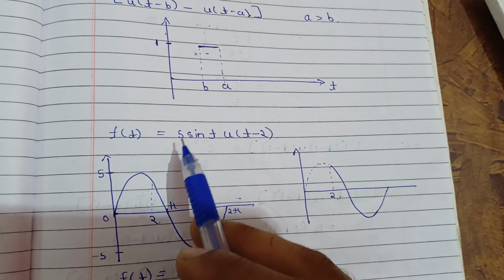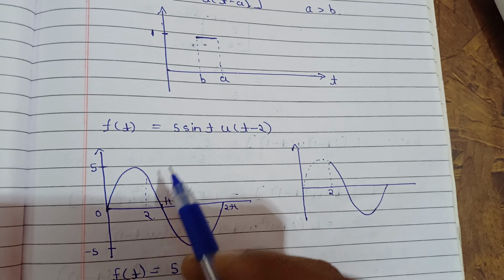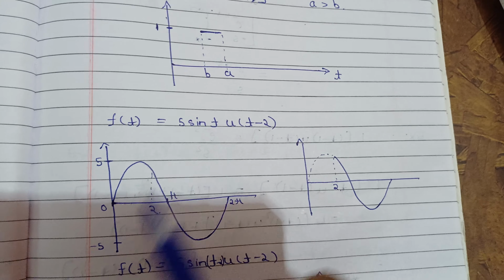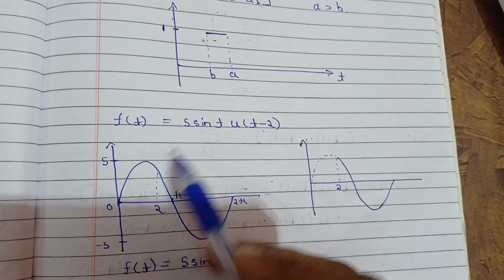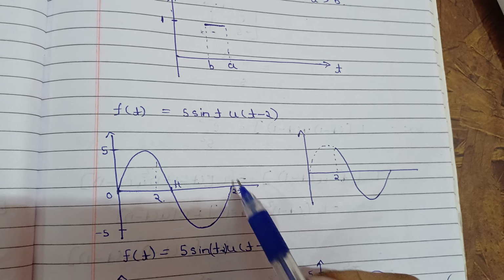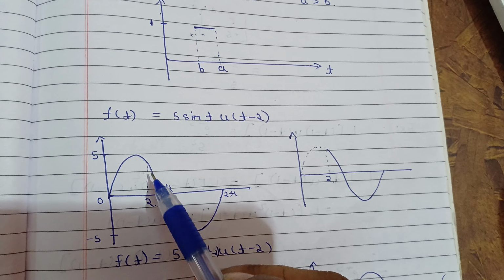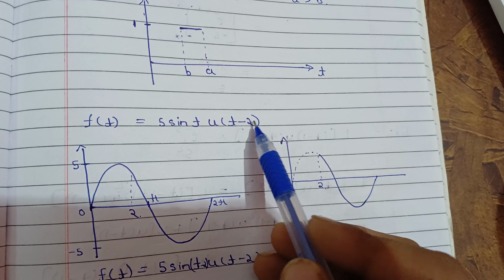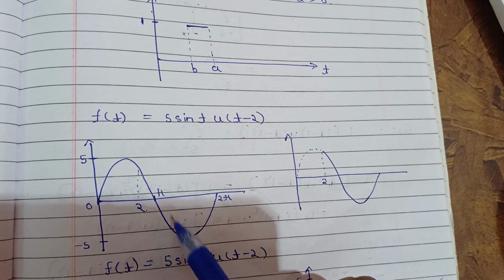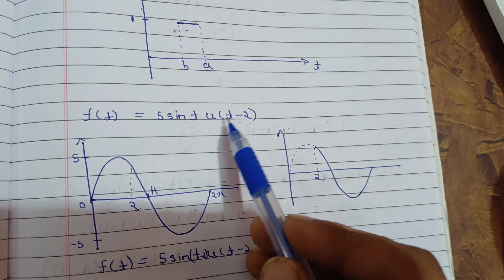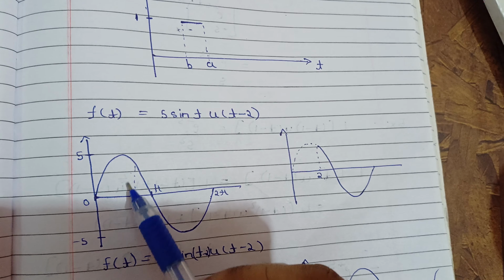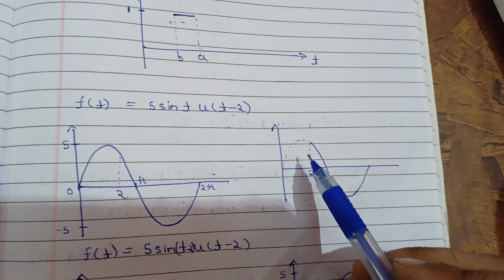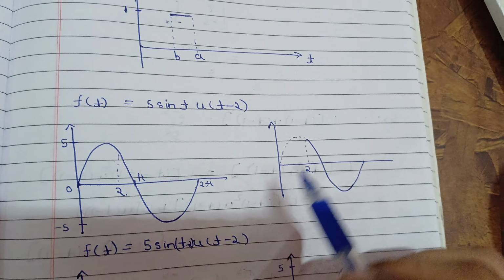Now if you have a function like 5 sin t u(t minus 2), first let's plot 5 sin t. The amplitude is 5 and the sin t curve we already know, it will be like this, and this is pi, 2 pi. Now let's say 2 is somewhere here, then this function is defined only for t greater than 2. Greater than 2 it will be as it is because u will be 1, and less than 2 it will be 0. So this curve will not be there, and this will be your resultant curve for this function.